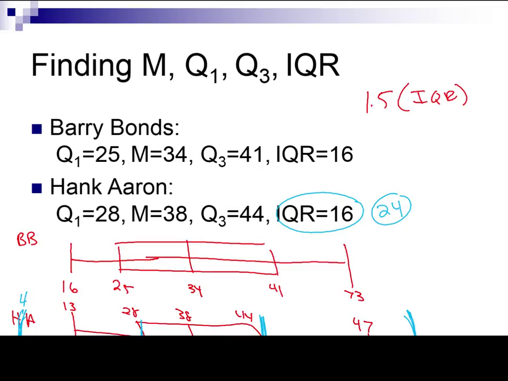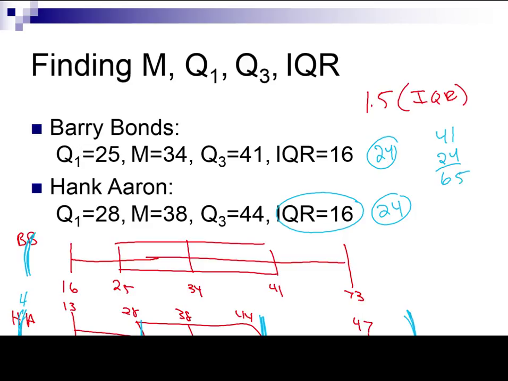Now let's take a look at Barry Bonds. Barry Bonds' IQR, we also got 24 there, don't we? Because if I did that whole bit, it would be 24. So let's go 25 minus 24. That puts me at 1. Any outliers on this side? Were we expecting any? No. Let's go 41 plus 24. So 41 plus 24 gives me 65.